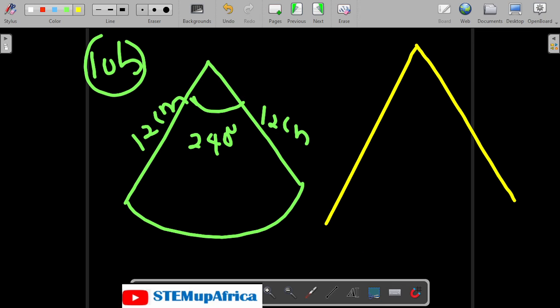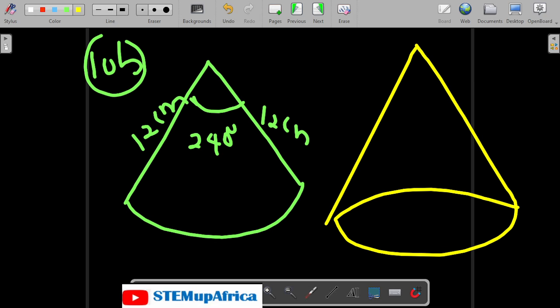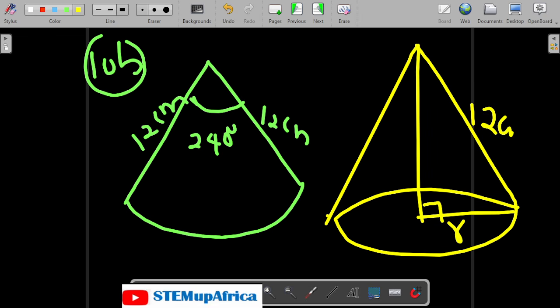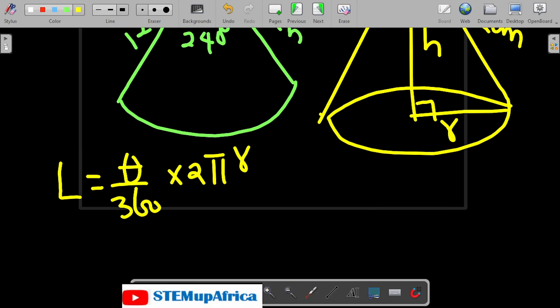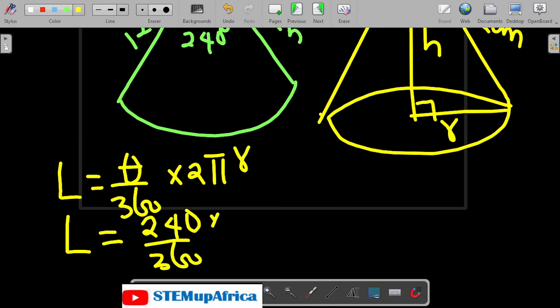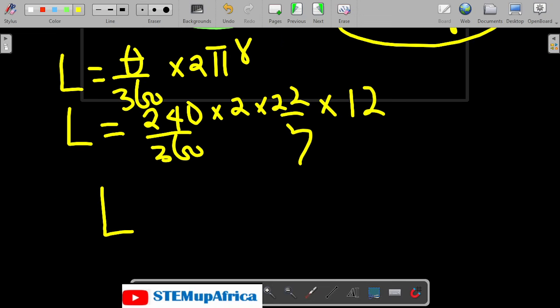So this is the cone. This is the base radius of this cone. Let's call it r. Here is also 12 cm. Here's the height of the cone. So what do we do from here? We find the length of arc. The length of arc is theta over 360 times 2 pi radius. Length of arc gives us 240 over 360 times 2 times 22/7 times 12.